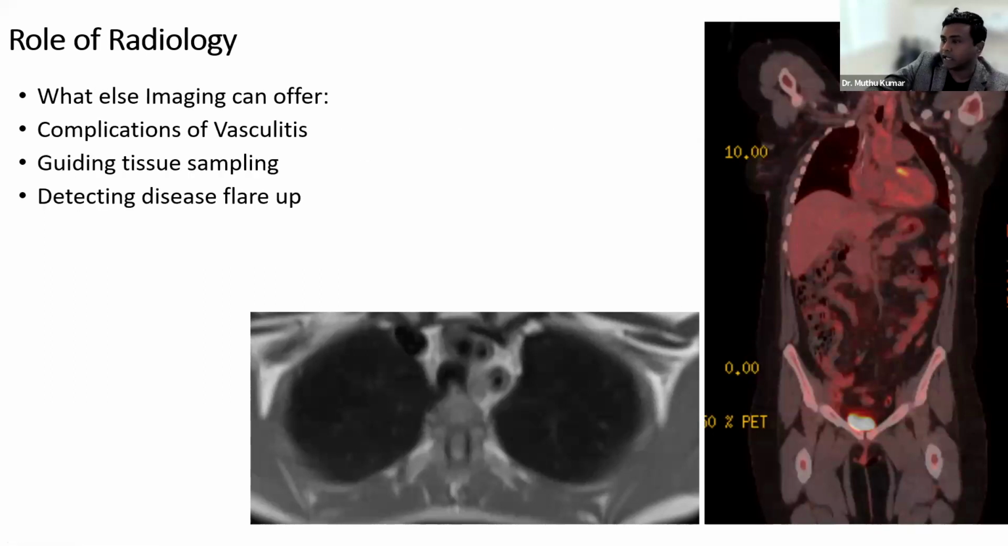What else can imaging offer? Complications of vasculitis like stenosis and pseudoaneurysm. It can guide tissue sampling if someone really wants to biopsy, because most of the time imaging is enough to make a diagnosis, but people who want to take a biopsy will go based on where the disease is active. It is also useful for detecting disease flare-up.